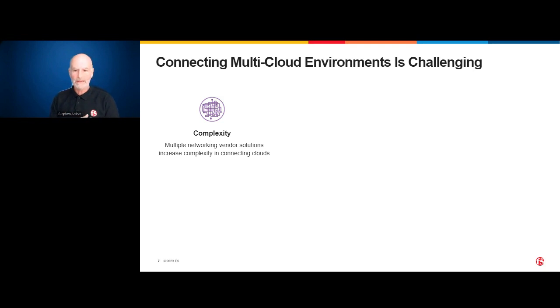In Azure, it's completely different. It's a single layer 2 network that spans availability zones. So each cloud is different. And of course, the data center itself will also be different.